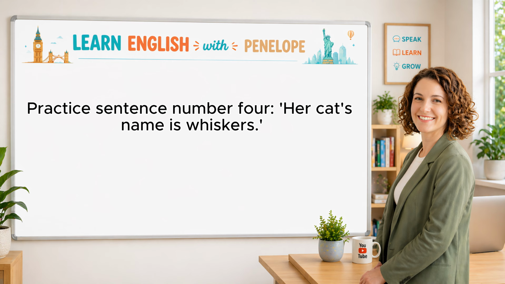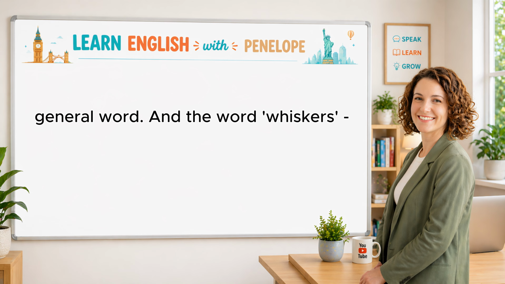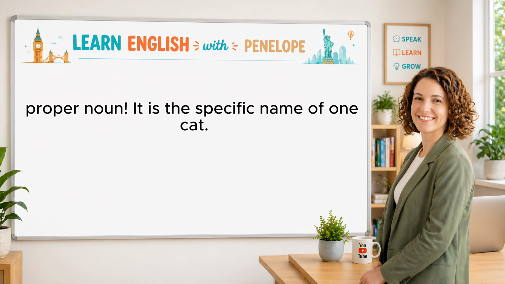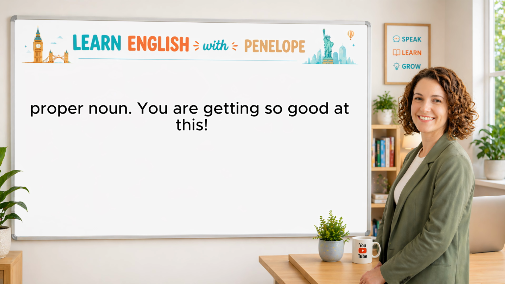Practice sentence number 4. Her cat's name is Whiskers. Now, there are 2 nouns here. The word cat, common noun, general word, and the word Whiskers, proper noun. It is the specific name of one cat, capital letter W. Whiskers, proper noun. You are getting so good at this.